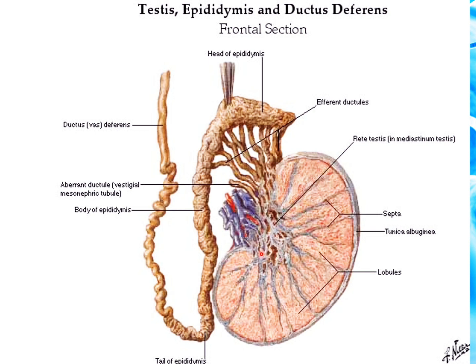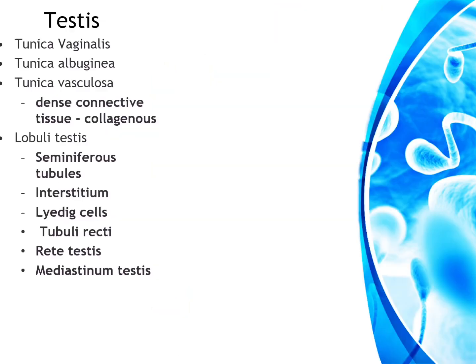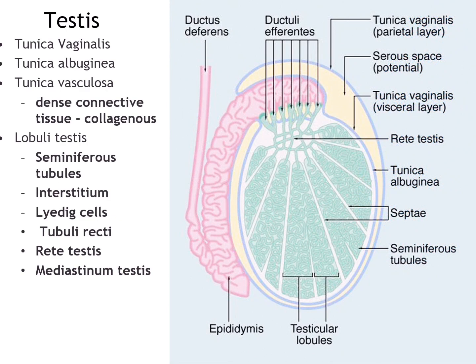At the hilum, you can see the testes are present in the mediastinum testis, then the straight tubules flow into the efferent ductules, and then to the head of the epididymis, the body of the epididymis, and the tail of the epididymis, which continues as the vas deferens. So the testes are covered first by the tunica vaginalis, and next is the tunica albuginea, which is tough, and the innermost coat is the tunica vasculosa, which is dense connective tissue having collagen fibers.